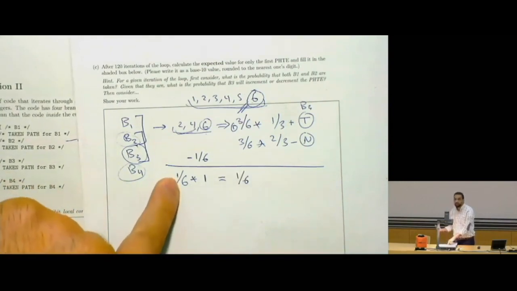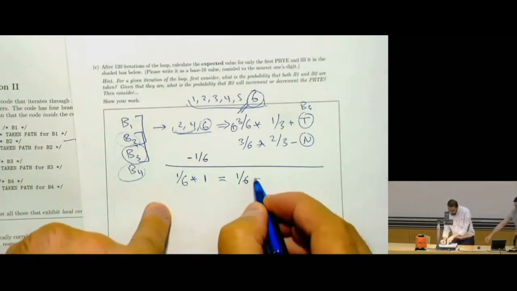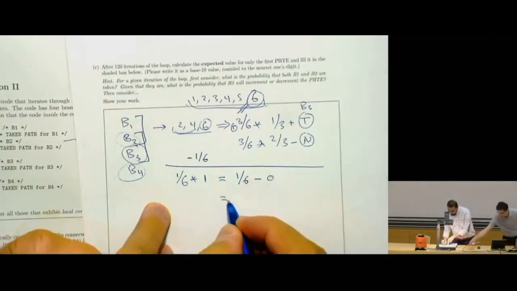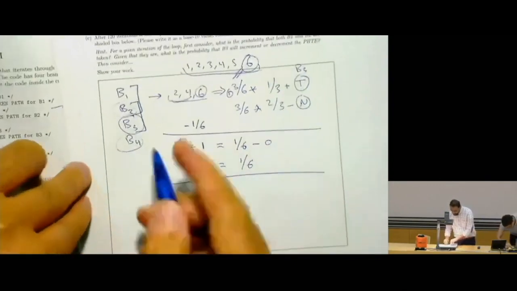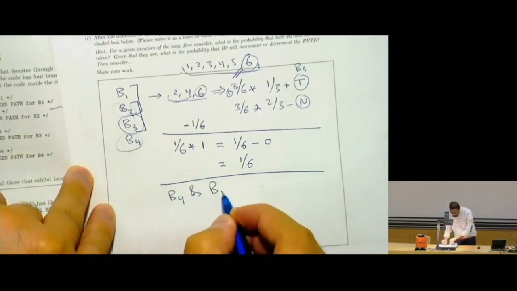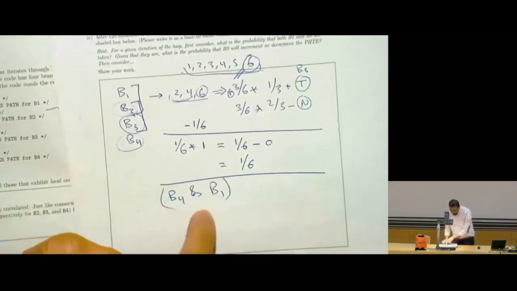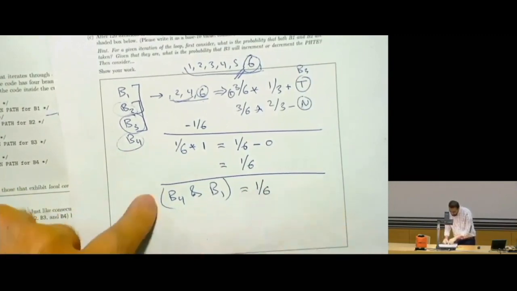Now, what if B4 is not taken? If B4 is not taken, it means there are no other values. I'm having only one value. So that's why minus 0. And I'm having 1 out of 6. Now, you can consider the same thing for B4 and B1, which are taken, and in this case, multiple of 6 is only 1 out of 6.